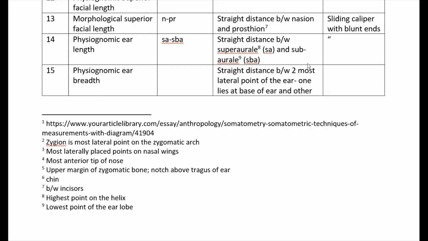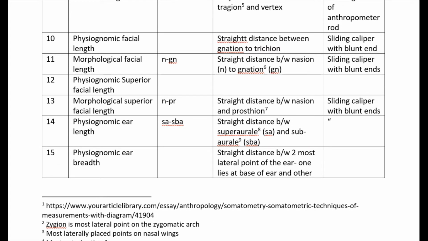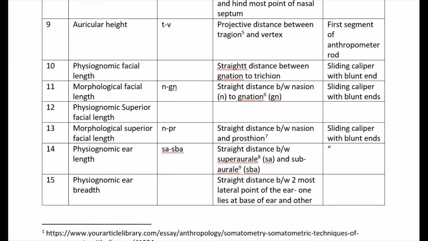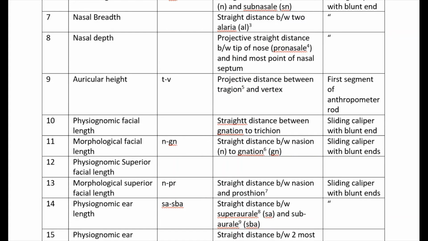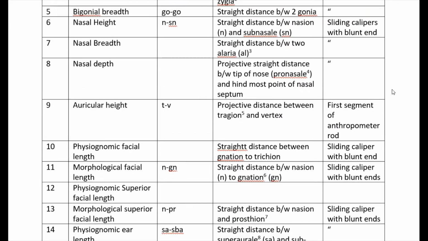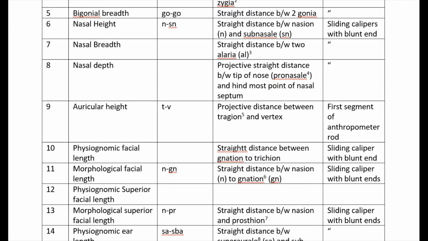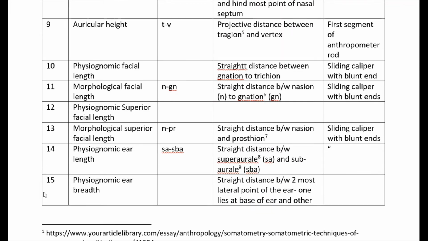Okay, so today we'll start with the next readings for somatometry. Yesterday we covered till nasal measurements. Today firstly we'll cover the measurements for head, and then we'll start with the measurements on trunk and limbs. The first thing we'll start with is the auricular height. This is where we finished in the last part.